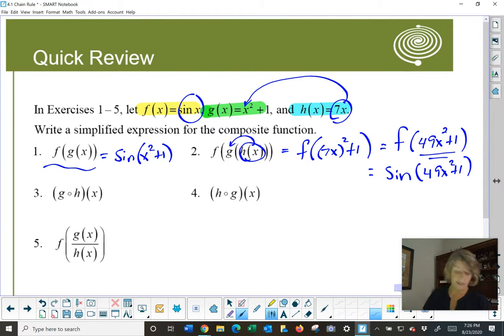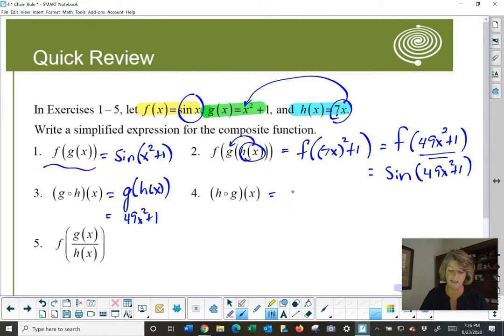Number 3, that is another way to show composite functions, and we know we could write it as g of h of x. So h is going into g, and we kind of did that one last time. So 7x is going to get squared. I'm going to have 49x squared plus 1.